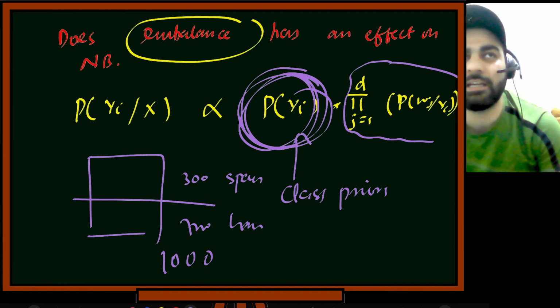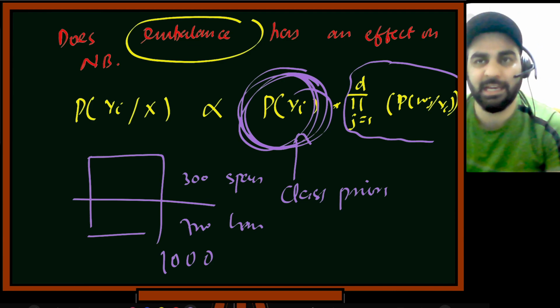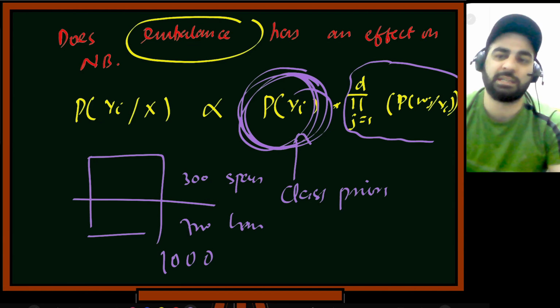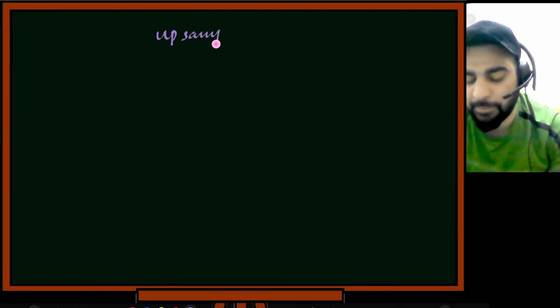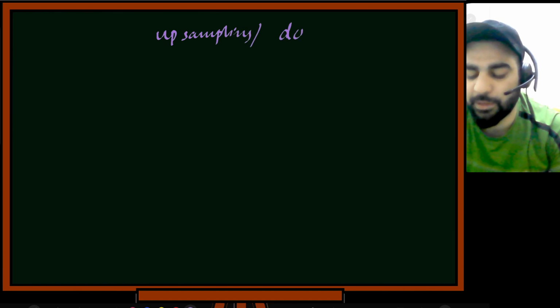So here you will see that this model cannot deal with imbalance. Inherently it cannot deal with imbalance. We have to deal with imbalance ourselves. So how will we deal with it? We'll use upsampling or downsampling, so as to bring these samples into a certain range.